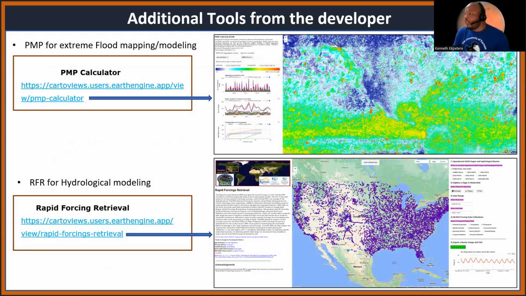But we have other additional tools that we have developed. Like I mentioned earlier, we have the PMP calculator for deriving probable maximum precipitation and for modeling extreme floods. We also have the rapid forcing retrieval, which is cool for retrieving reanalysis datasets for hydrological models.